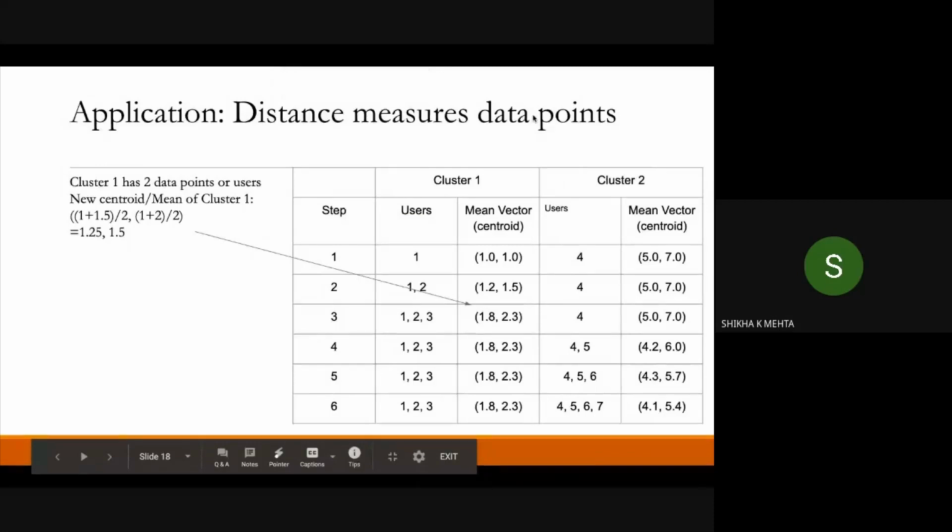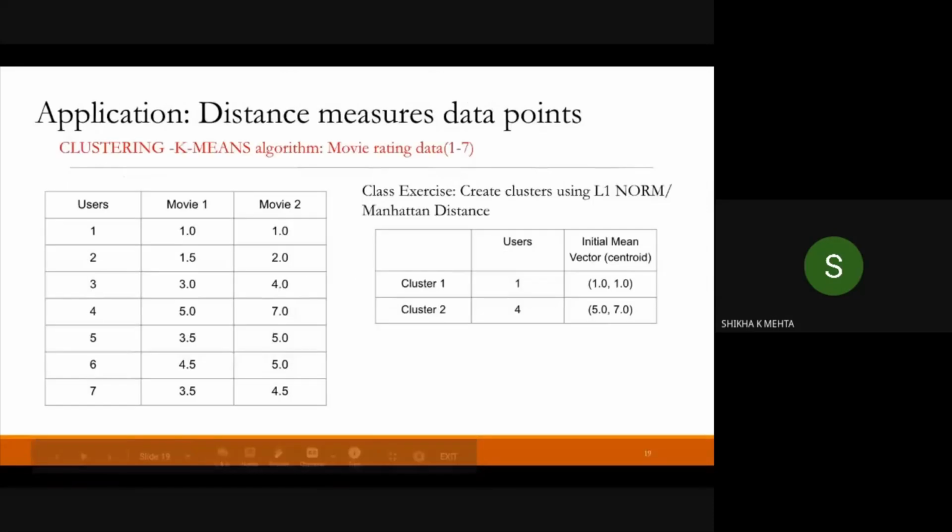Okay, so you can say this is the application. Now this is an assignment for you. For the same data set, the same movie rating data, you have to apply the L1 norm, that is Manhattan distance, and create the clusters, and show me which users are allotted to cluster 1 and which users belong to cluster 2. Now you know the whole process. You have to finish it and show me.